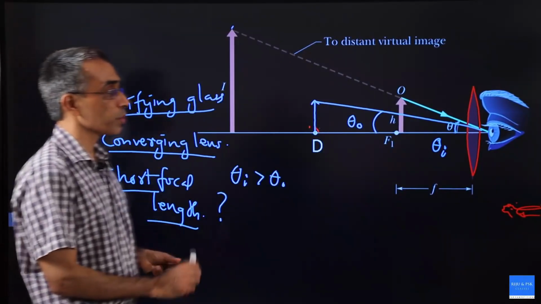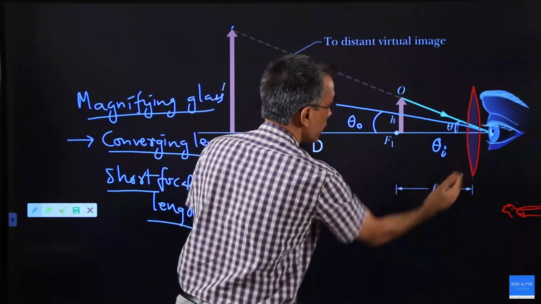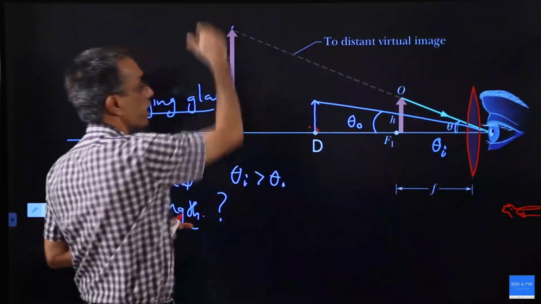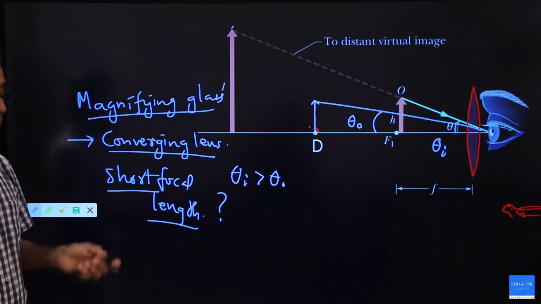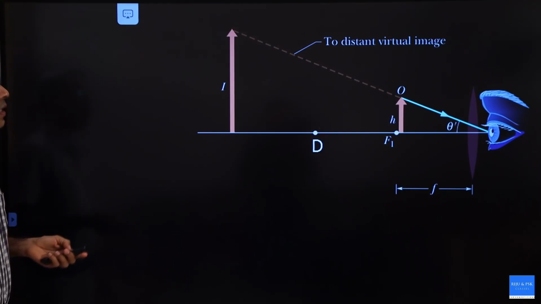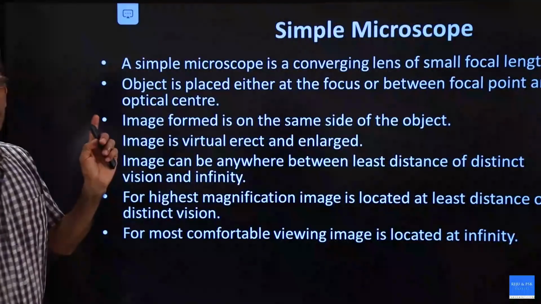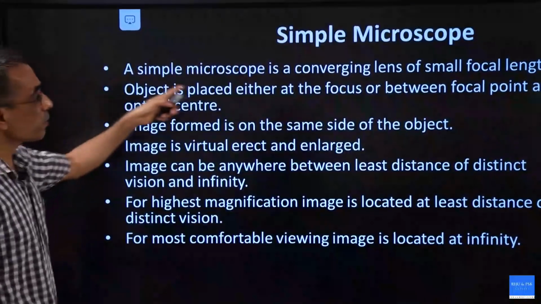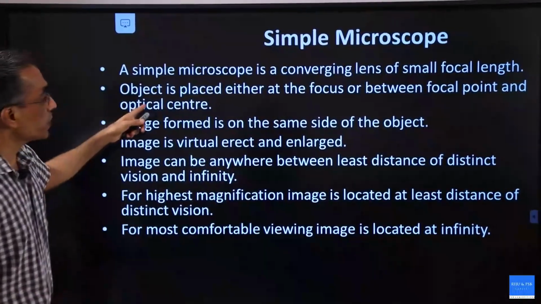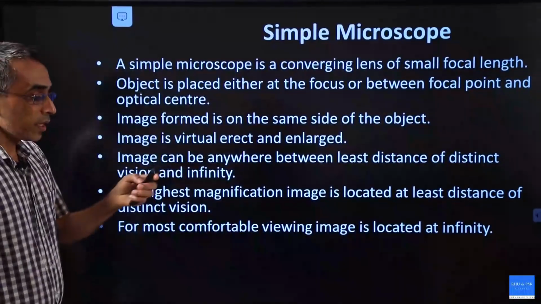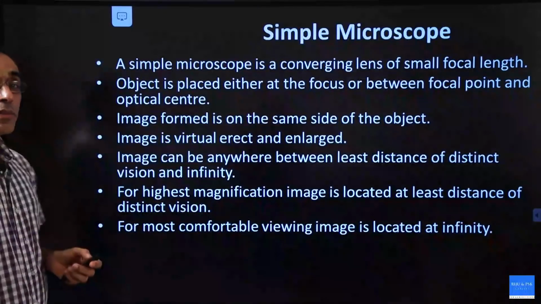Okay. It helps you to place the object within D and get its image enlarged, and see it at a larger angle, so that it appears larger. Now what is the detail of all this? A simple microscope is a converging lens of short focal length. I told you, the object is placed either, okay, that is another point. Where is the image formed?